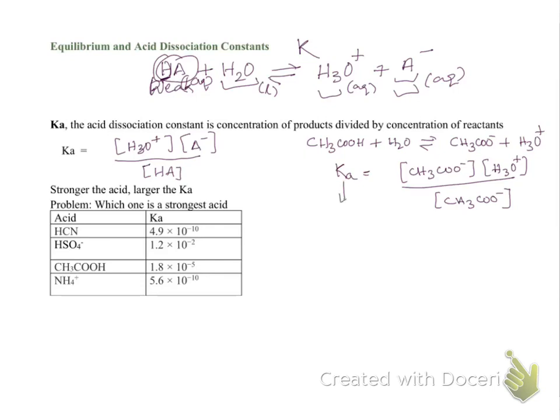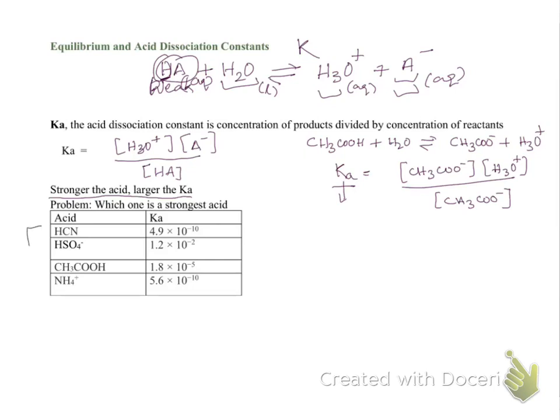Now, what does this Ka signify? If you remember in chapter 6, we learned K. What does K signify? The higher the value of K, the more product is forming, and we have more product at equilibrium. That's the same thing here with Ka. The higher the value of Ka, the stronger the acid is, because then it is dissociating more to form the product. So the stronger the acid, the larger the Ka value.